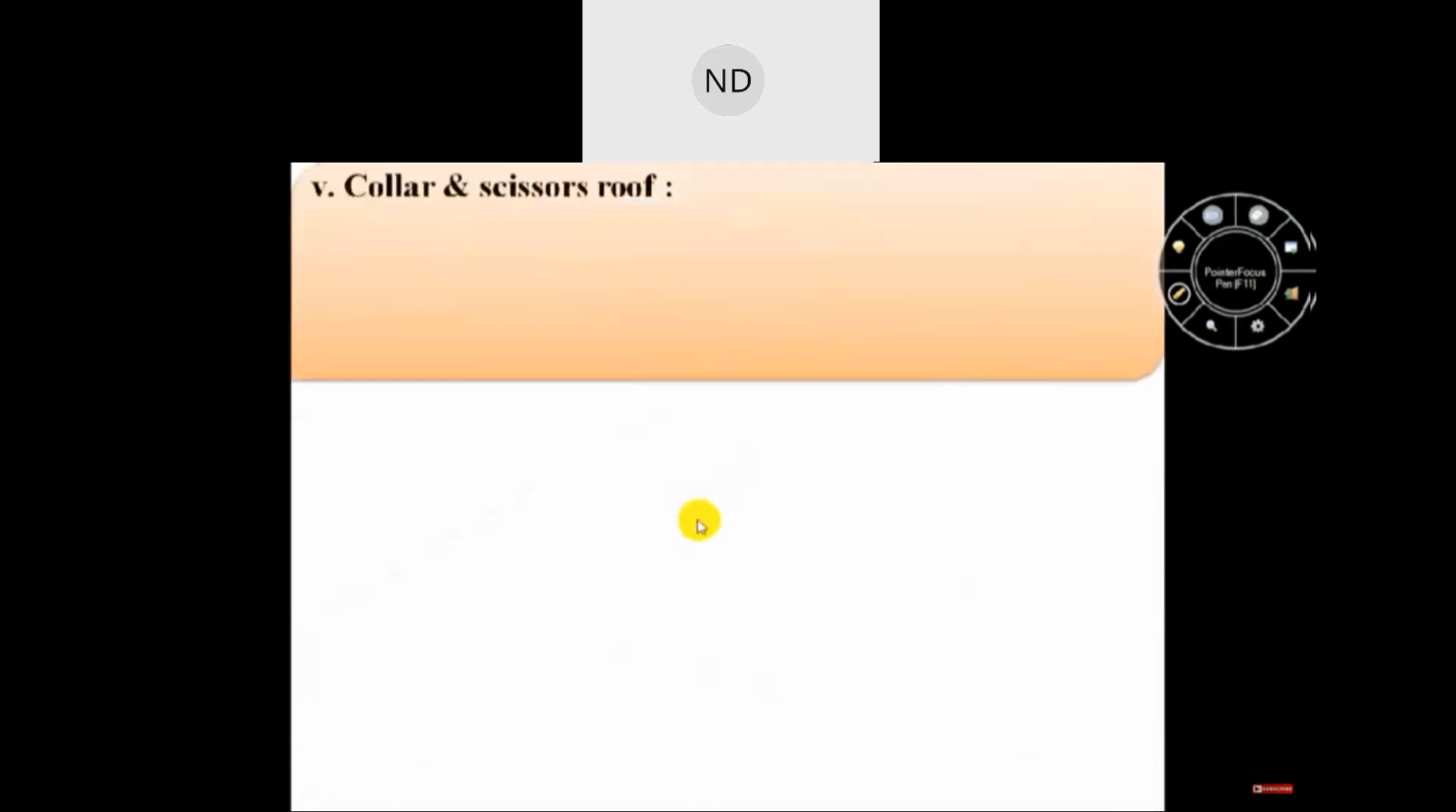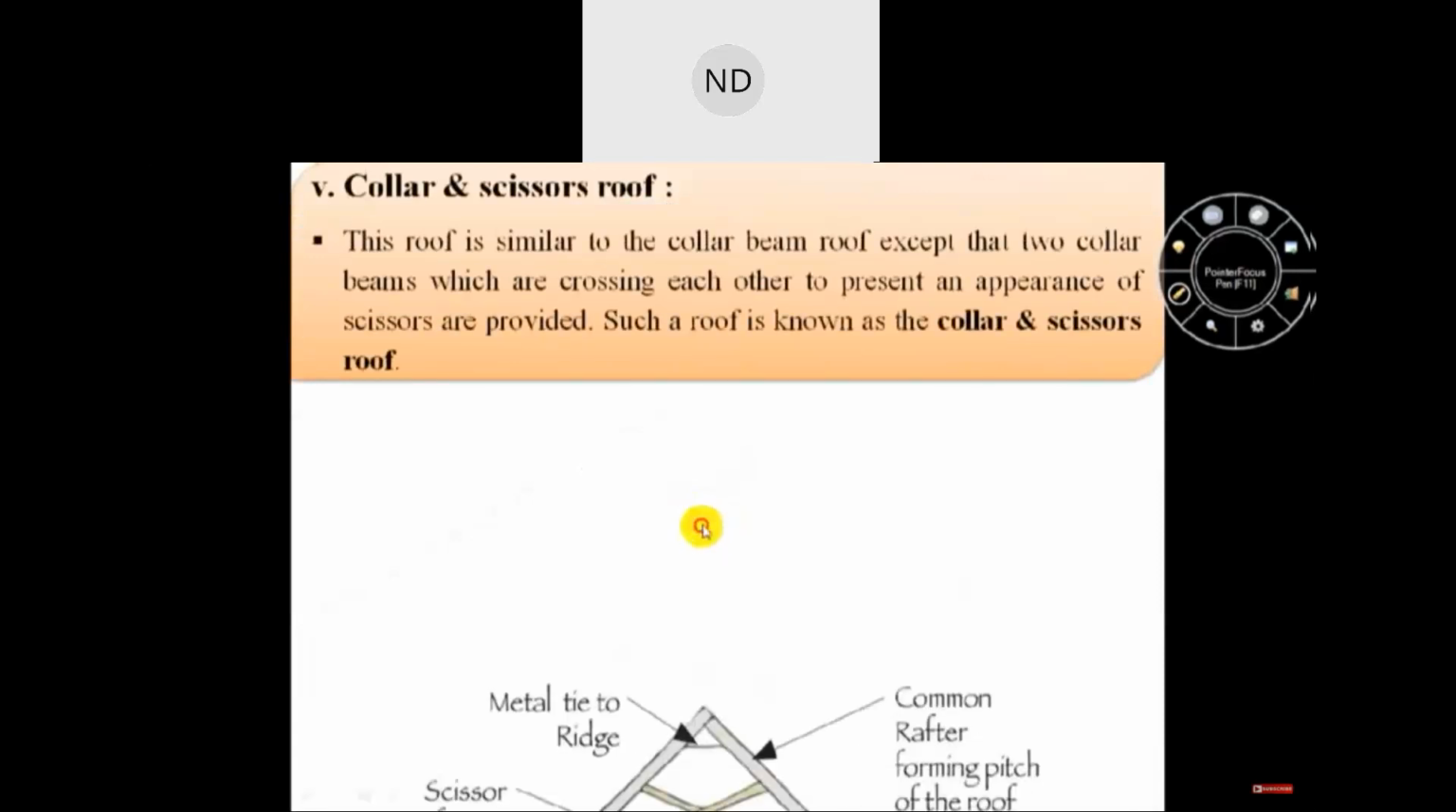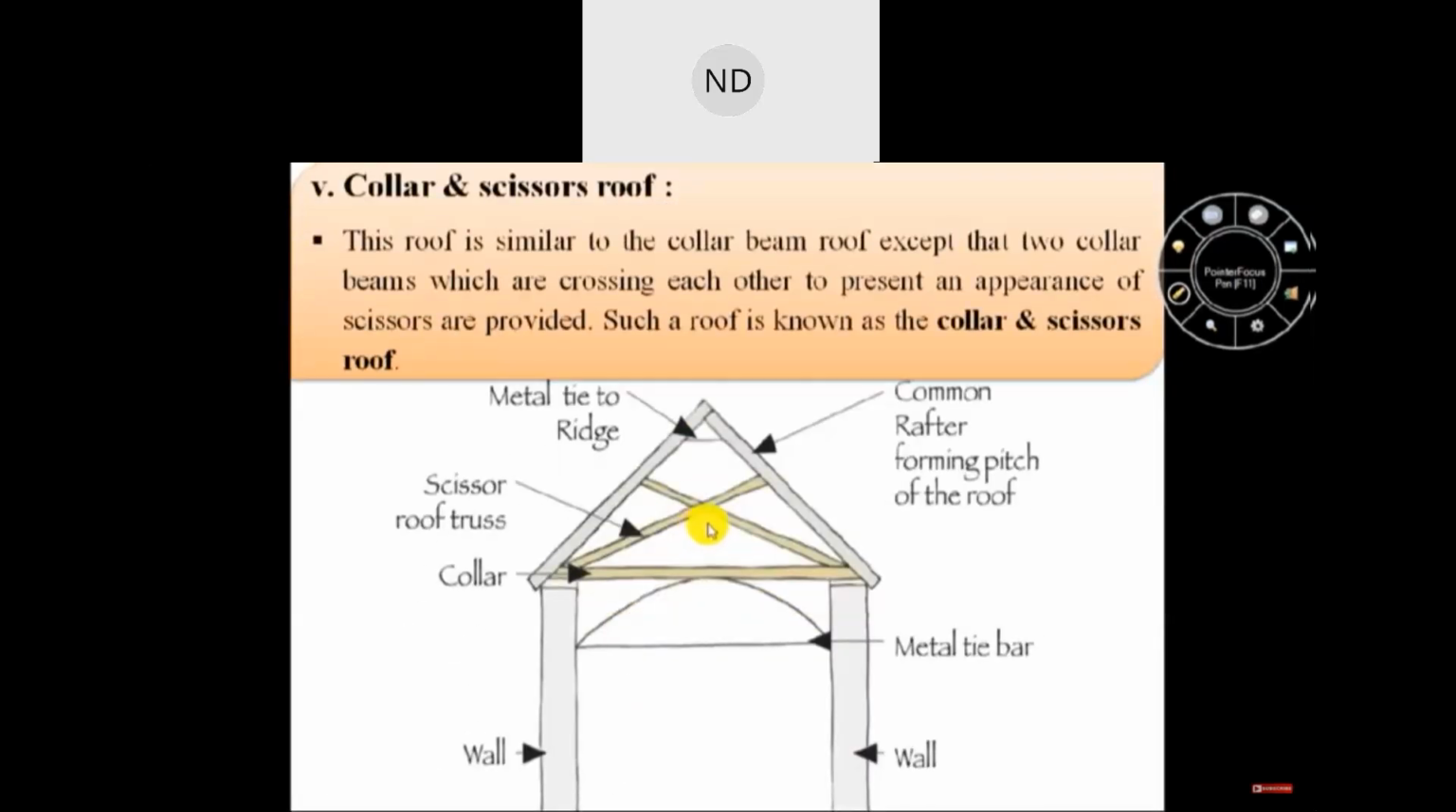Now, the fifth form of single roof is the polar and scissors roof. This polar and scissors roof is similar to the polar beam roof, except that two polar beams which cross each other to present an appearance of scissors are provided, as shown in this image. So here in this image you can see these two polar beams crossing each other to present an appearance of scissors. Such a roof is known as the polar and scissors roof.